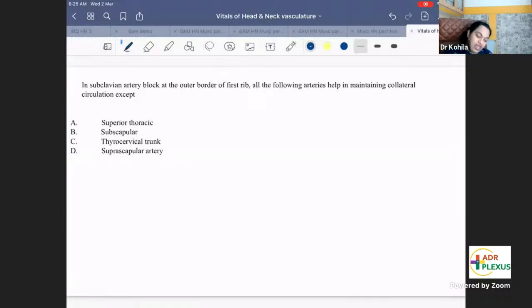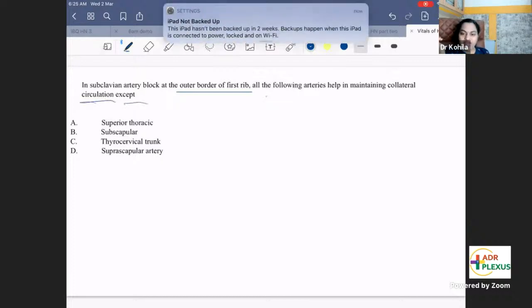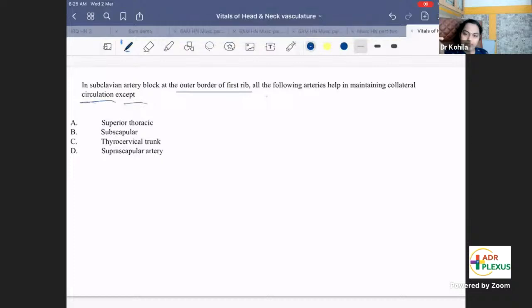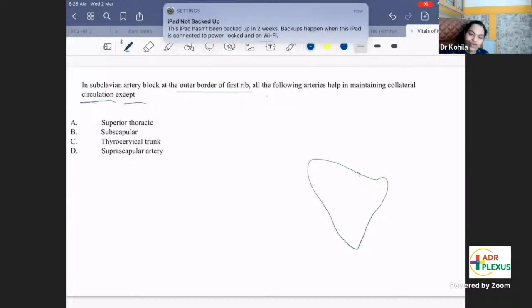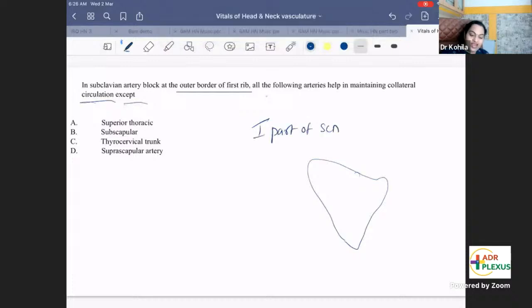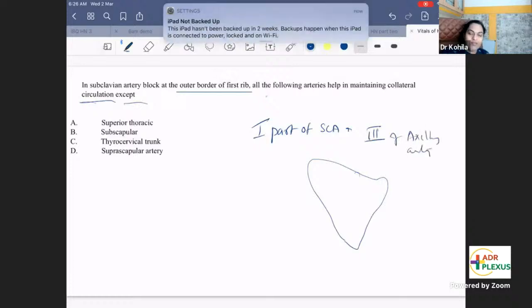Tell me the answer. In subclavian artery block at the outer border of the first rib, all the following arteries help in maintaining collateral circulation except. Yes, waiting for your answer, guys. So remember the scapula we saw? The scapular anastomosis is between the branches of the first part of the subclavian artery and the third part of the axillary artery. Okay, maybe we'll discuss it and then come back to this question.